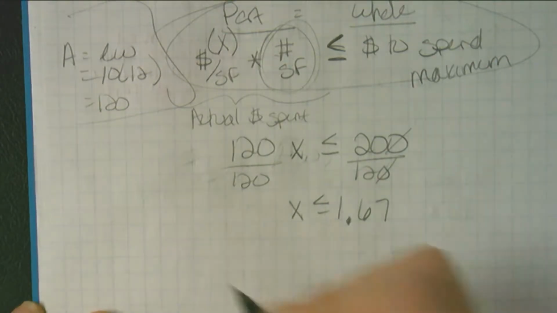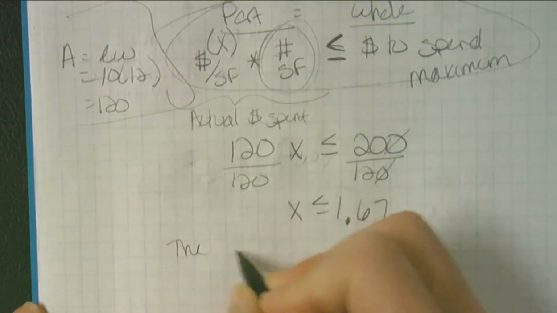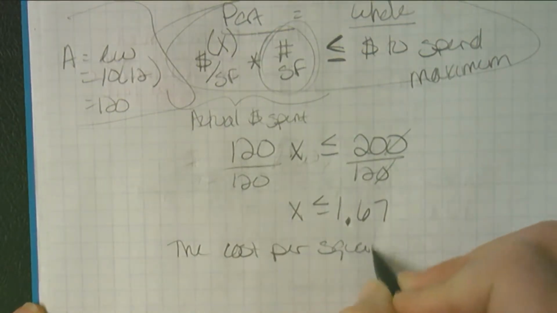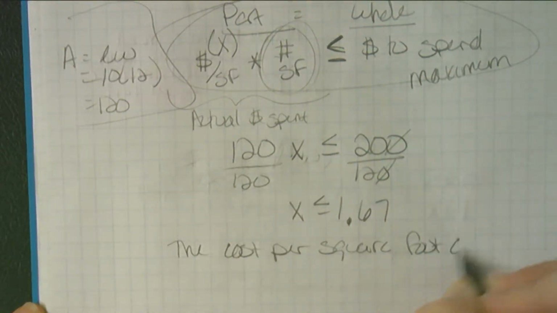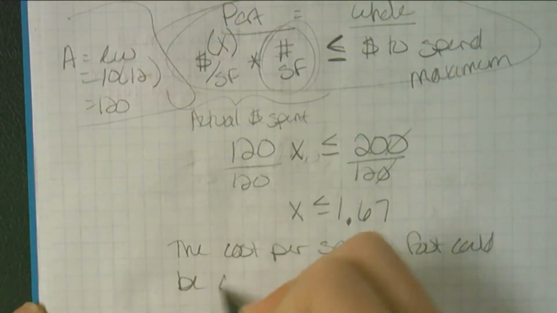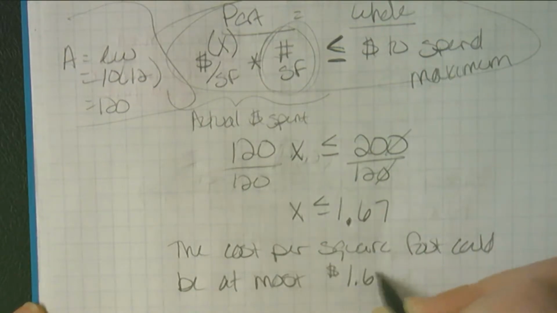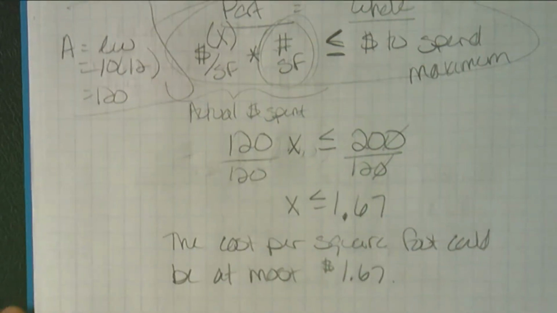So if I was to answer this, I would say the cost per square foot could be at most $1.67 is what I would write.